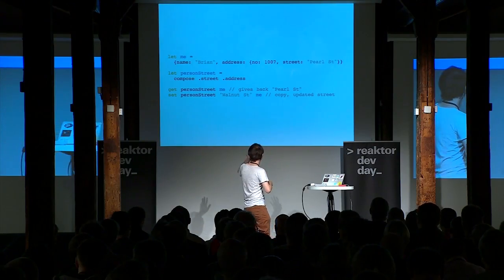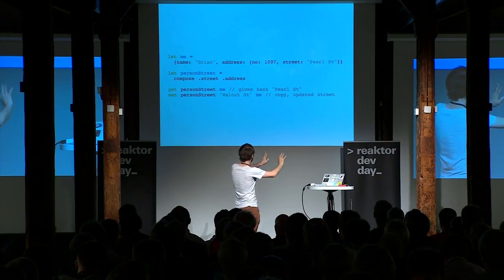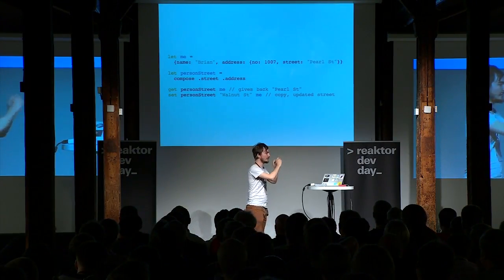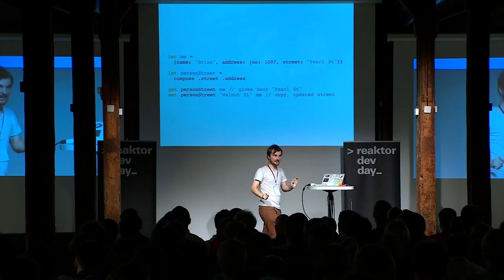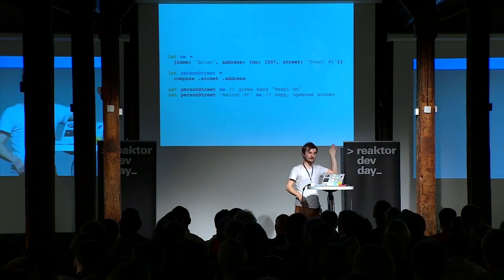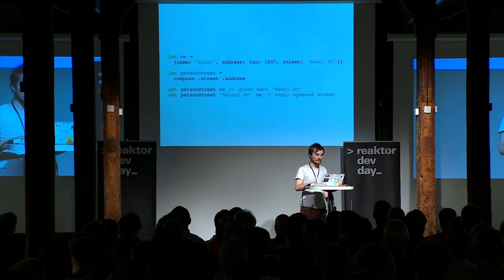So if I do set person street of Walnut Street and give it my object, then it'll give back my object with just the street updated. And it hasn't updated it for every reference to it. Like there could be other programs referencing it, and they get the old data. That's fine. It's just inside of this function or inside of whatever scope I'm in, I'll have that updated address, which is pretty cool.